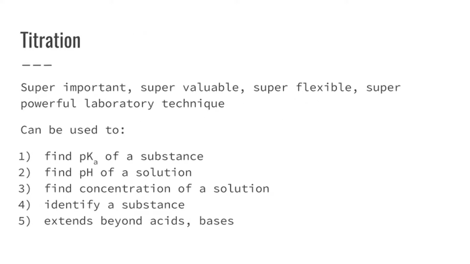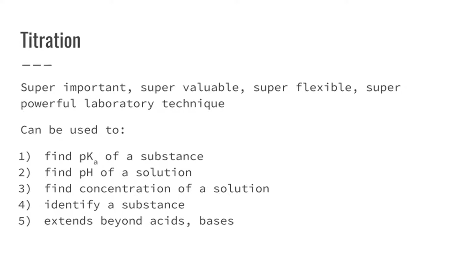And now that we've talked about buffers, let's talk about titration. Titration is an incredibly useful, incredibly powerful laboratory technique. You can use it for all sorts of stuff. You have two solutions, one that you know a lot about, one that you're trying to find out something about. And you can use the known solution to find things out about the unknown solution. You can find the pKa of a substance. You can find the pH of a solution. You can find the concentration of a solution. You can identify a substance based on these characteristics.